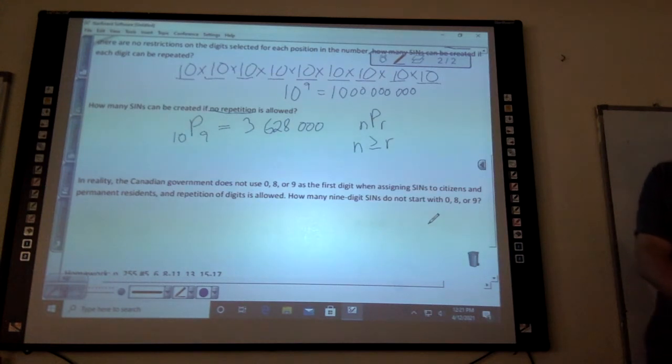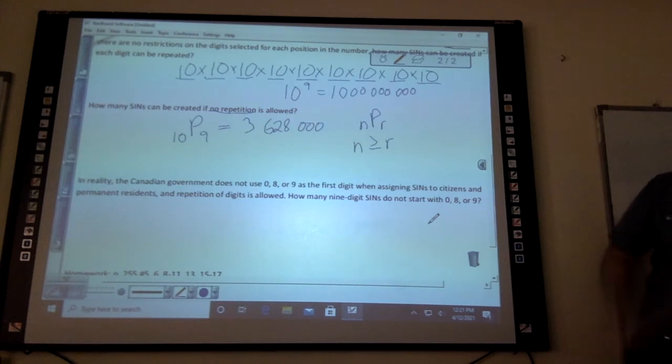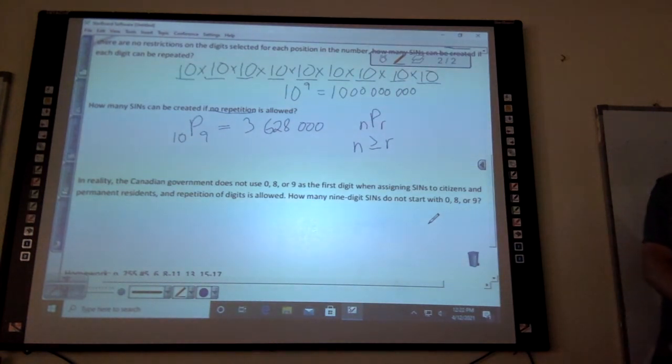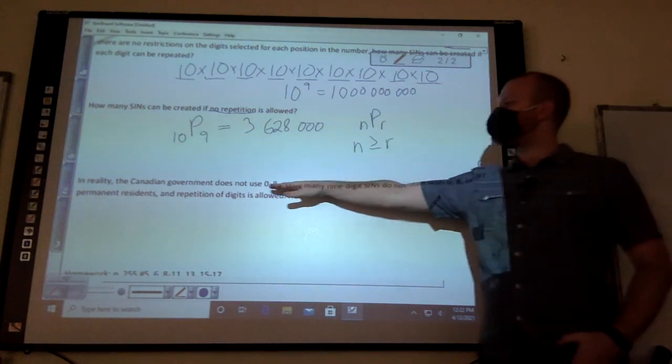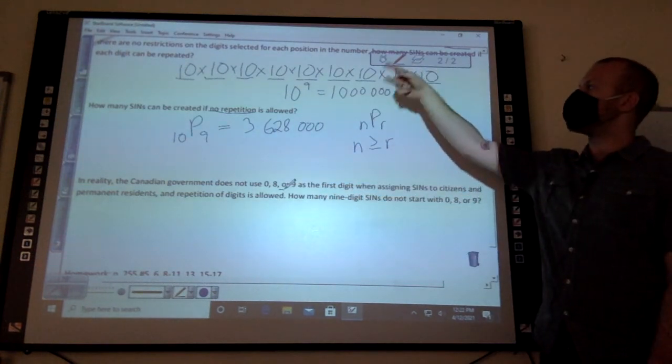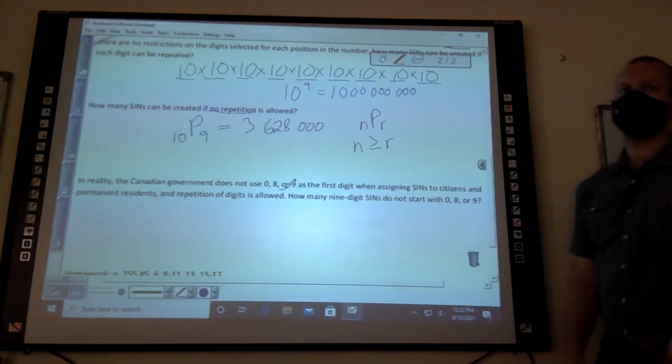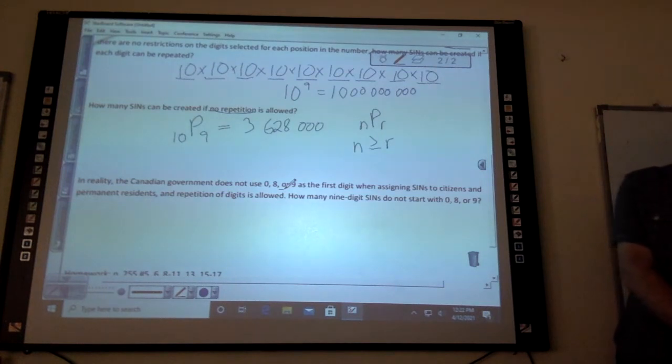So let's look at another restriction here. It says, in reality, the Canadian government does not use 0, 8, or 9 in the first digit, but the rest you can use whatever you want. So if I'm looking at this equation here, how does restricting this affect what I've got up here? What do you think? Not for the first digit. Everything else is okay.